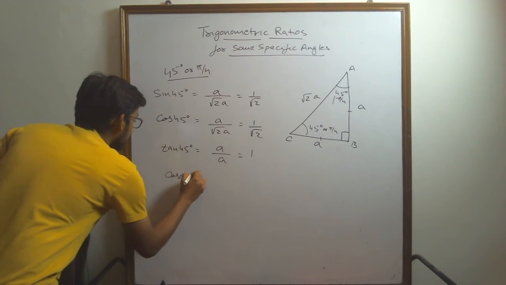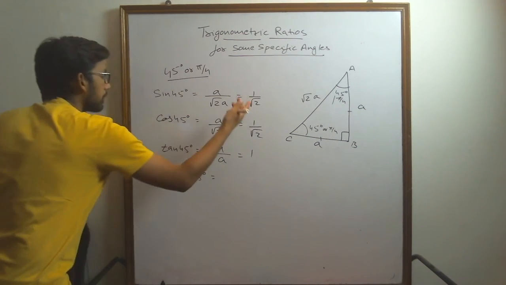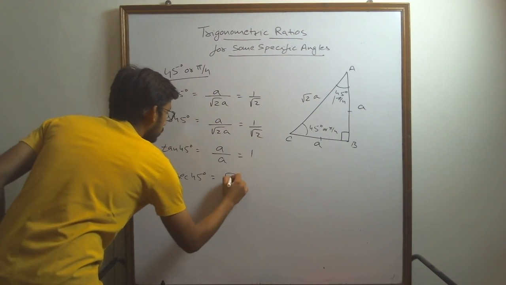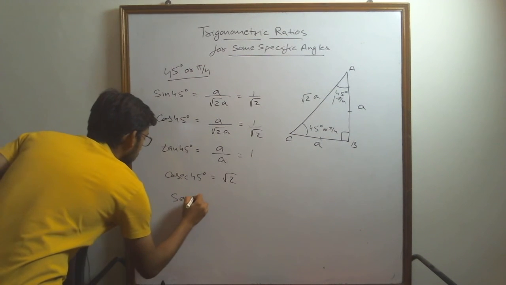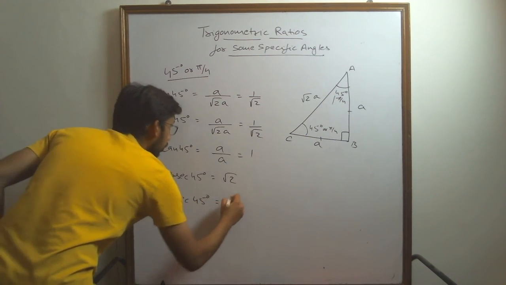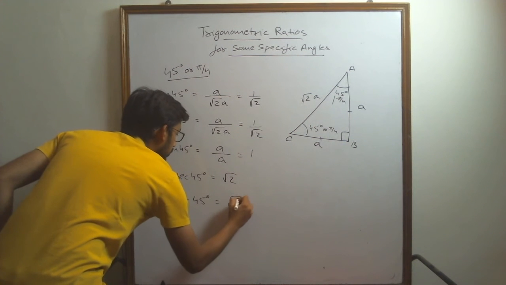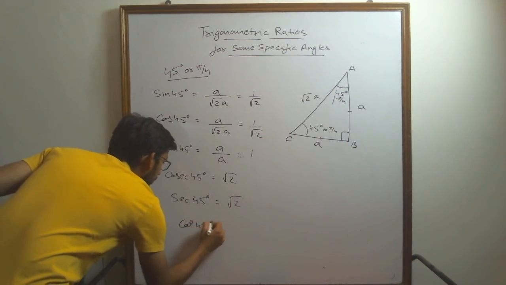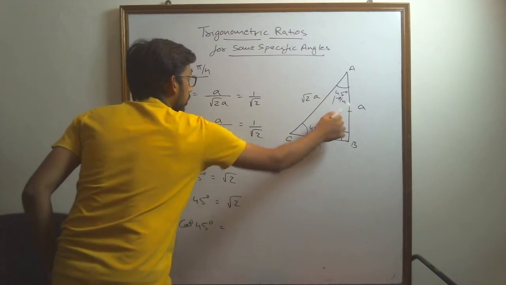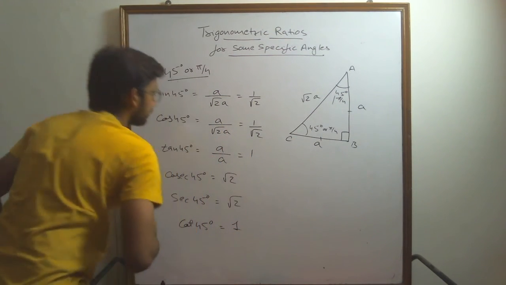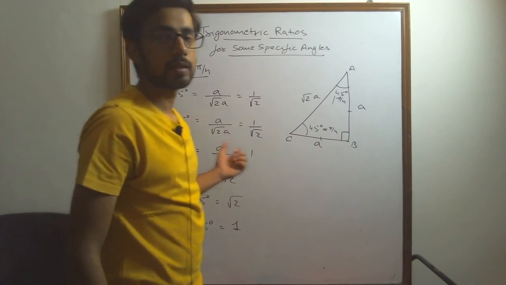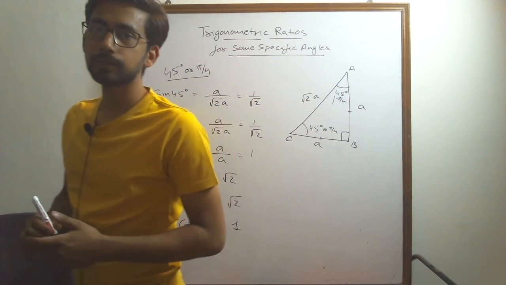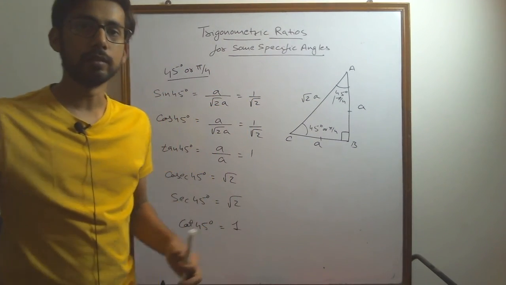Cosec 45 degree will be the reciprocal of sine, or hypotenuse upon opposite, so this will be root 2. Sec 45 degree will be the reciprocal of cos, or hypotenuse upon adjacent, so root 2, and cot 45 degree will be the reciprocal of tan, or adjacent upon opposite, so this will be equal to 1. So this gives us the trigonometric ratios for the angle pi by 4 or 45 degree. I hope it is clear.